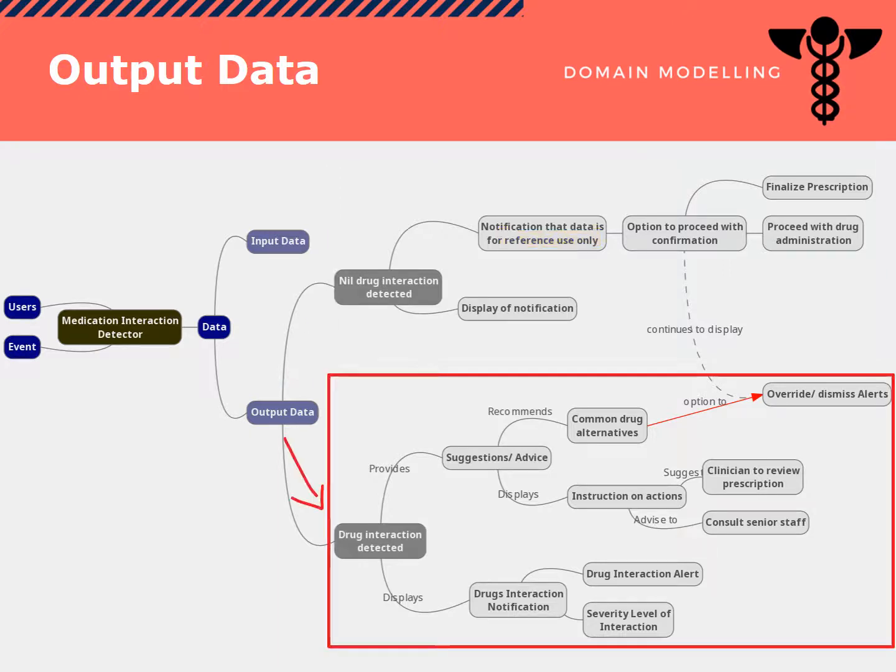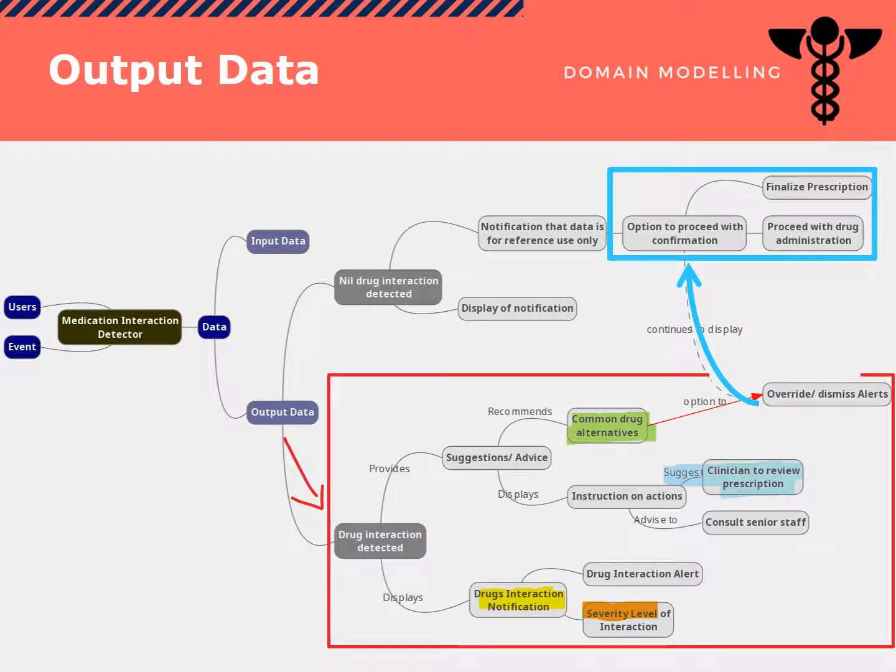If the DSS does detect potential drug reactions, it will display a notification of drug alerts along with the severity level of interactions. It will also provide suggestions for users to review the prescription and display common drug alternatives. Users will also be able to override or dismiss alerts and proceed with confirmation as per the no drug interaction detected pathway to finalize the prescription or continue with drug administration.